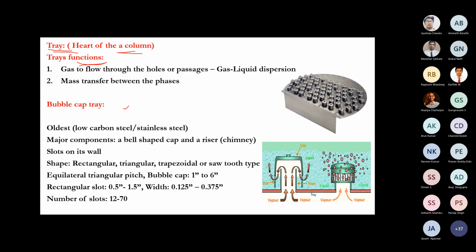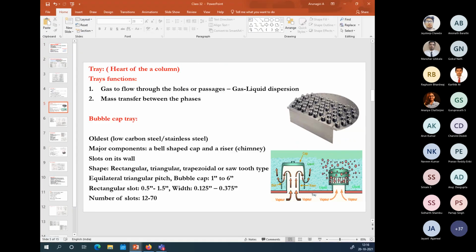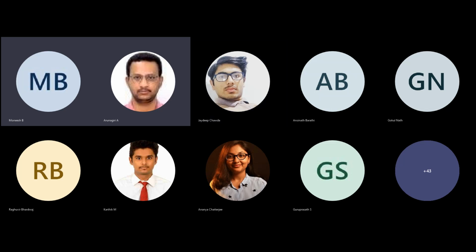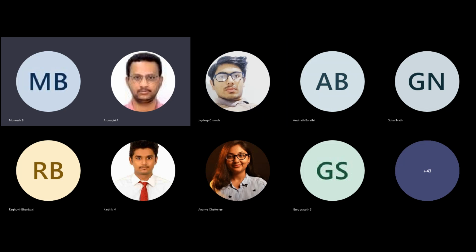Do you have anything you want to share? Sir, are you again following that book only, Coulson and Richardson? Yes, volume 6, and you can also refer to Treybal, Mass Transfer Operations. And you can also refer to M.E. Joshi for this mechanical design of absorption and distillation. Anyway, we will discuss this mechanical design one day. Mostly you can refer to CR volume 6; that's enough for mass transfer operations.